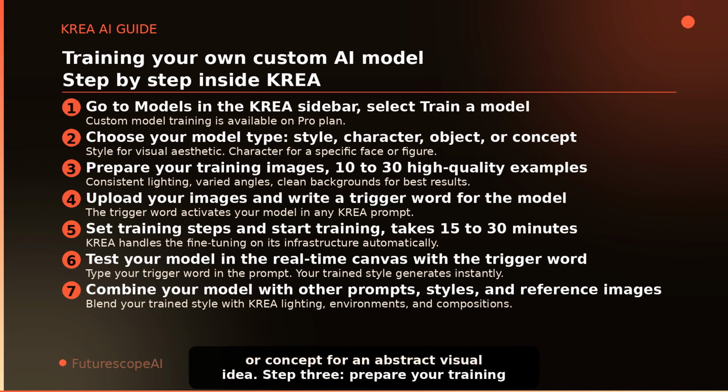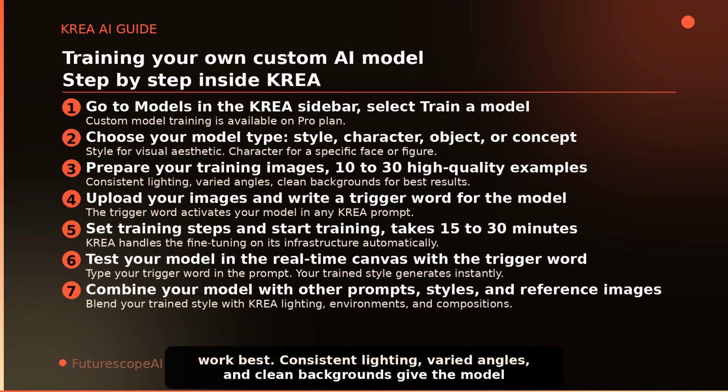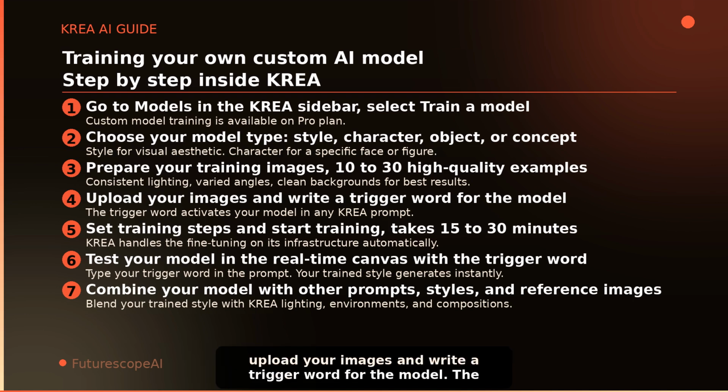Step 3. Prepare your training images. 10 to 30 high-quality examples work best. Consistent lighting, varied angles, and clean backgrounds give the model more accurate training data. Step 4. Upload your images and write a trigger word for the model. The trigger word is what you type in any KREA prompt to activate your trained model.